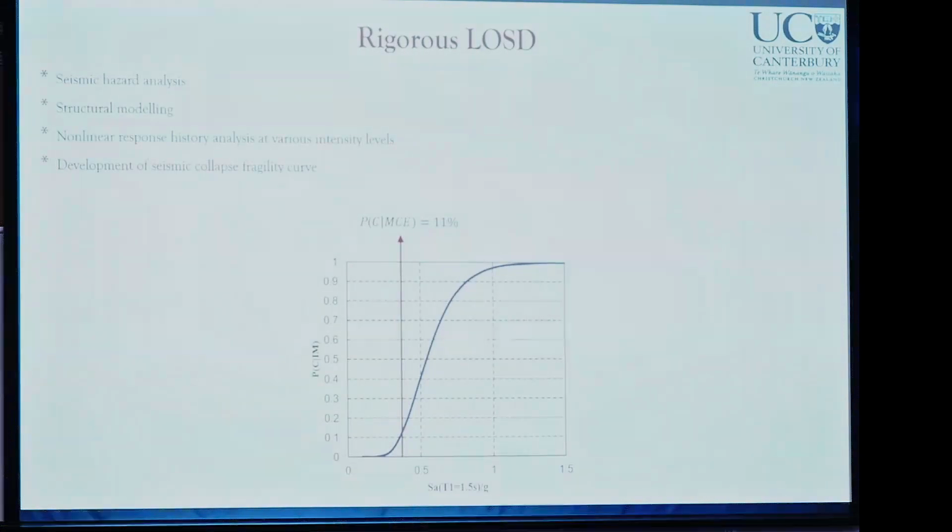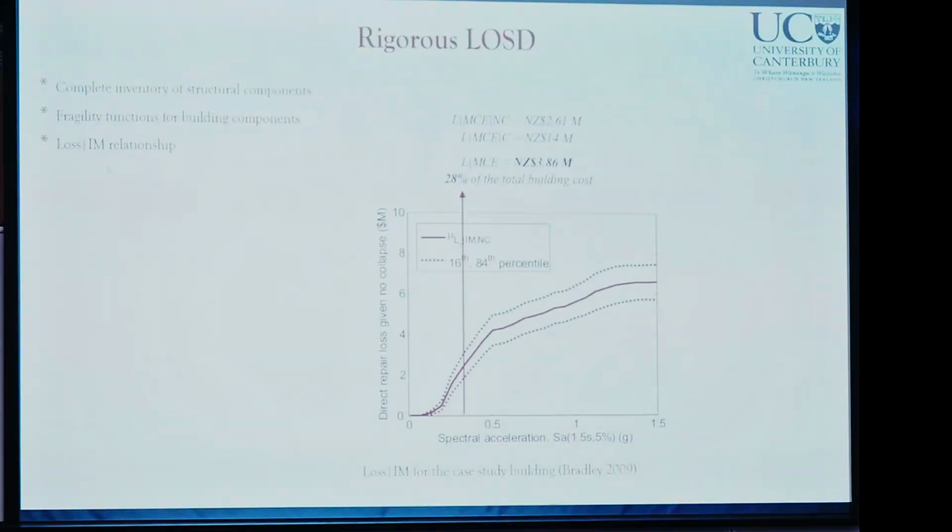Following generation of collapse fragility curves and estimating the probability of building collapse at different hazard levels, there are several other steps to go, and eventually what we get is a loss given intensity measure relationship, or loss given intensity measure function, which shows the loss of the building at different intensity levels. This can be used to predict the loss at different hazard levels. For this example, I have shown the loss of the building at MCE, which has been calculated to be 28% of the total building loss. Again, note this number because we're going to compare it with the other levels of computational rigor.